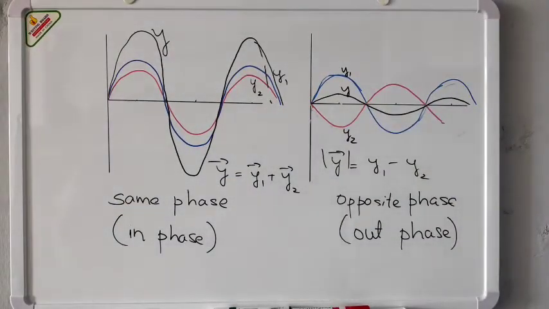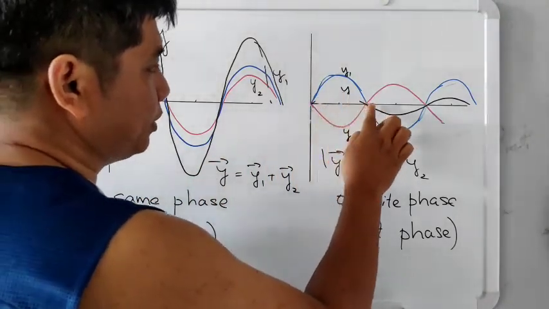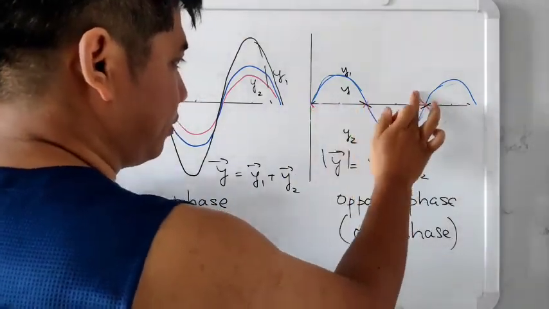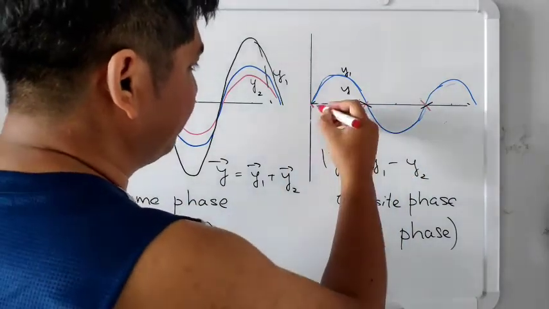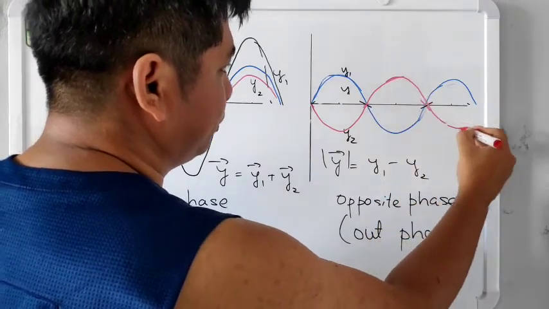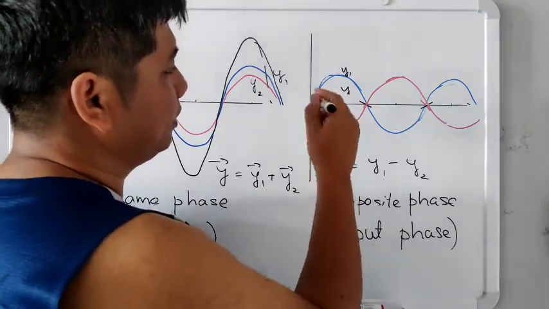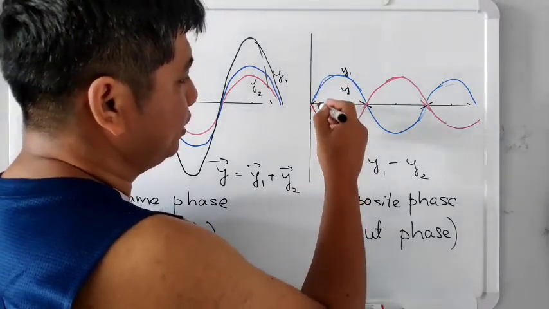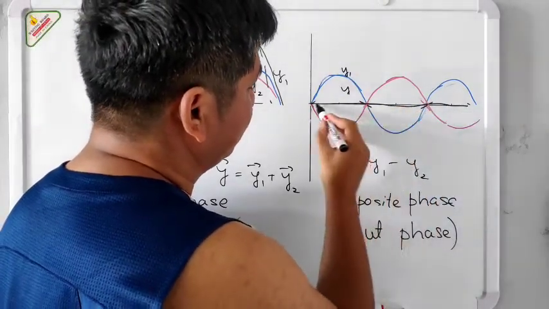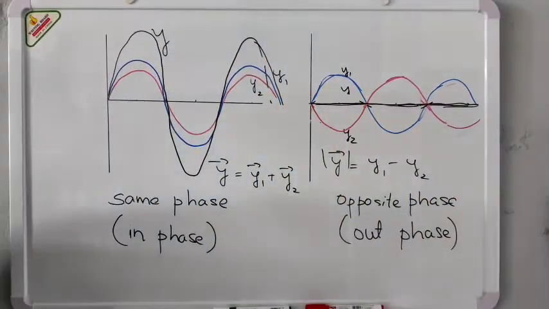If the two waves have the same amplitude, if they are of equal amplitude, means 5 and 5, same amplitude, then what do we get? The resultant will be 0 everywhere. This and this 0, this and this 0, this will be the resultant. 0 amplitude every time.